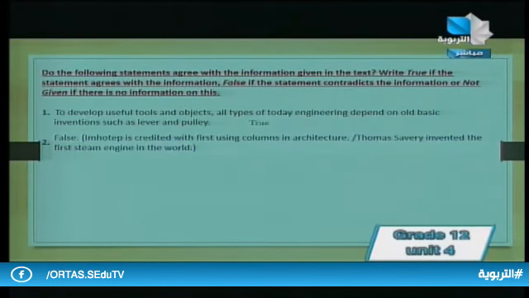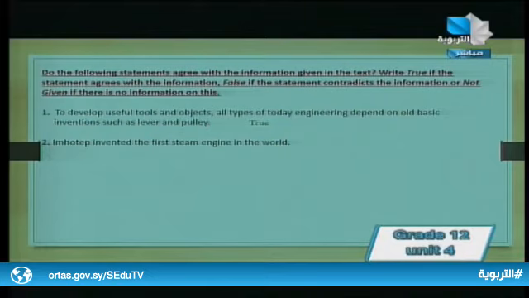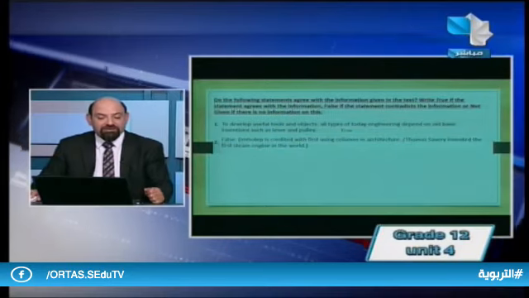We can make it true because the students may be asked to correct it if the statement contradicts the information. Or not given, if there is no mention of it. Here in the exercise we don't ask the student to correct the information. He just has to say true, false, or not given. But if we correct the sentence, the correction is: Imhotep is credited with first using columns in architecture, or we can make it in another way: Thomas Savery invented the first engine in the world.